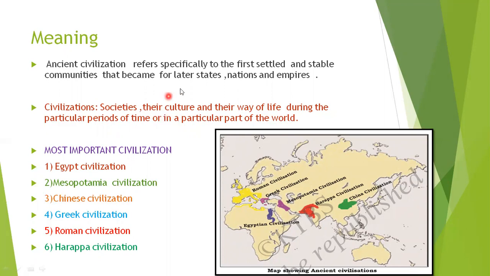Ancient civilization refers specifically to the first settled and stable community. It became later states, nations and empires. So what are the important civilizations we can see in the world? That is Egypt civilization, Mesopotamia civilization, and Chinese civilization. Green color shows the Chinese civilization, and Greek civilization, and Roman civilization, and last one Harappa civilization. See children, in this map you can see those 6 civilizations. So now we have to learn one by one.